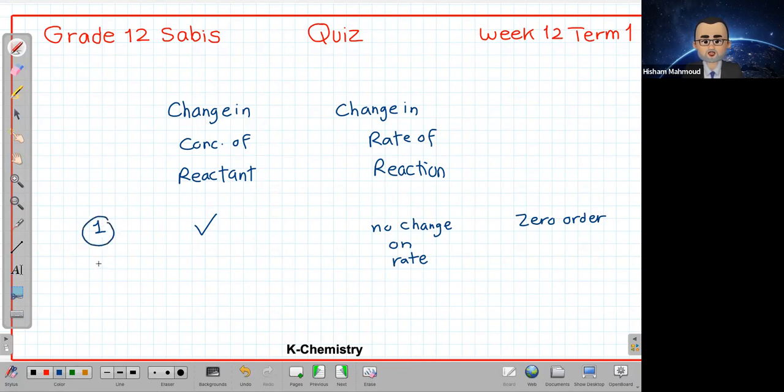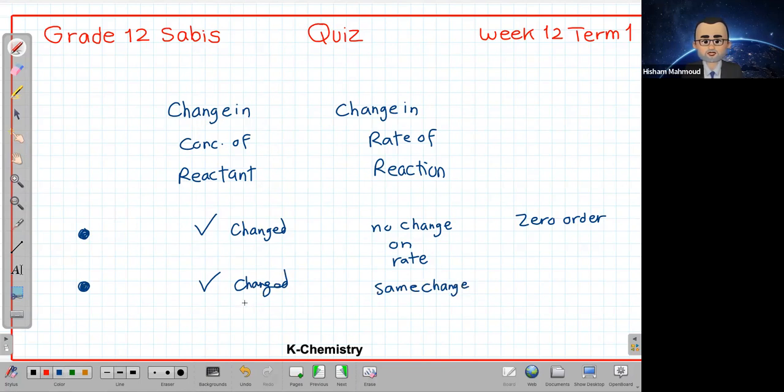So I will not write one so it doesn't confuse you. This is my first option. My second option is that when I changed the concentration of the reactant this time, the same change happened to the rate. What does it mean, same change?